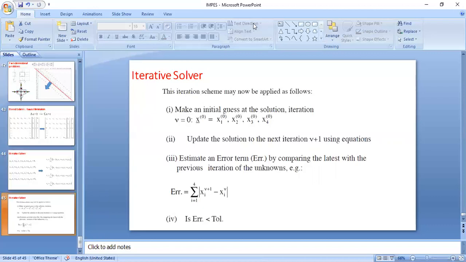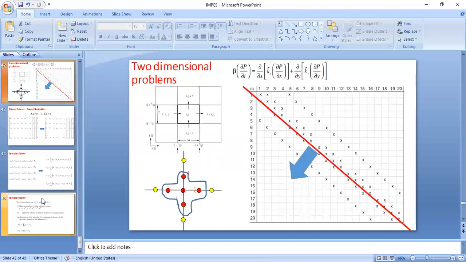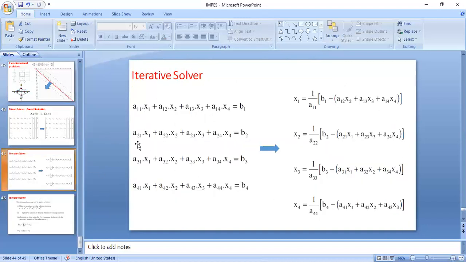So this is what an iterative solver is. Apart from Gauss elimination, the tridiagonal matrix algorithm and the pentadiagonal matrix algorithm, there are other direct solvers and other iterative solvers also. This is a simple example of an iterative solver, and this method is not used in numerical techniques.